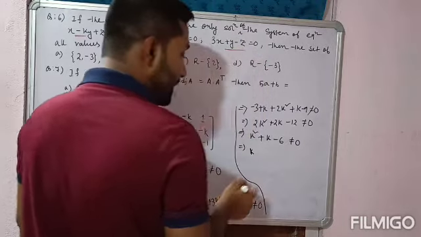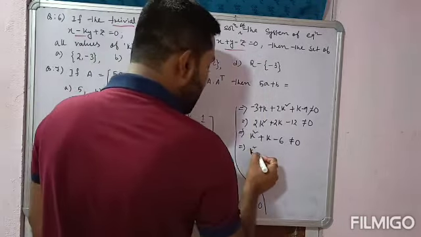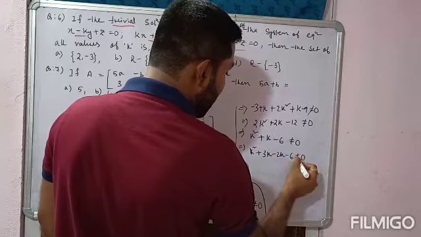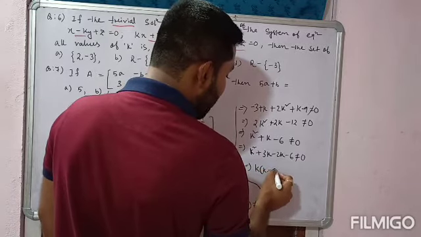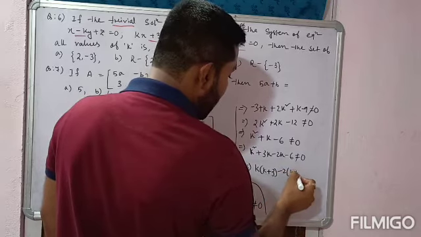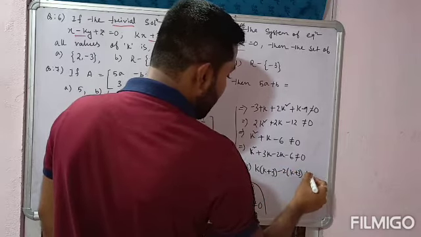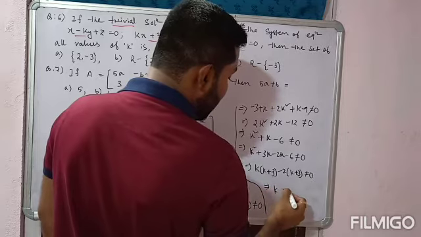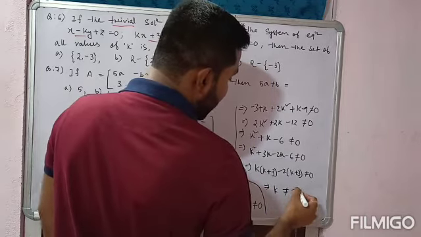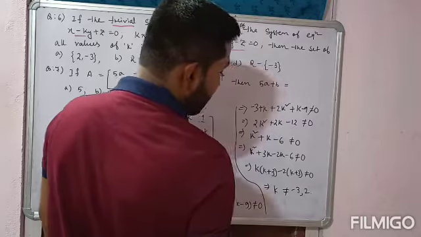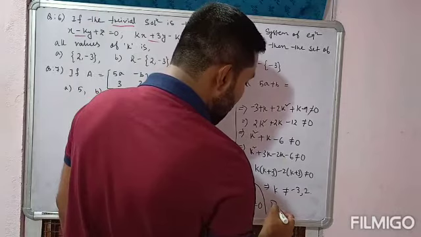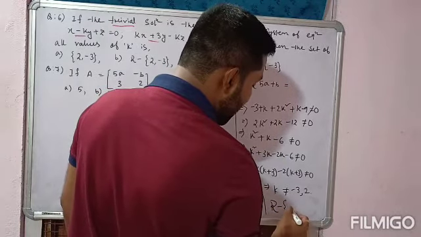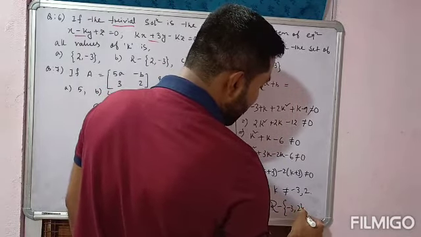Then the middle term, that is k square plus 3k minus 2k minus 6, is not equal to 0. If I take k common, it will be (k plus 3)(k minus 2). This is not equal to 0. So that means k is not equal to minus 3 comma plus 2. So the set of all values of k is all real numbers except minus 3 and 2.